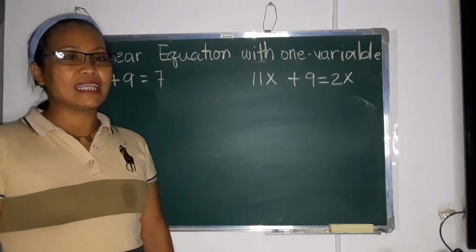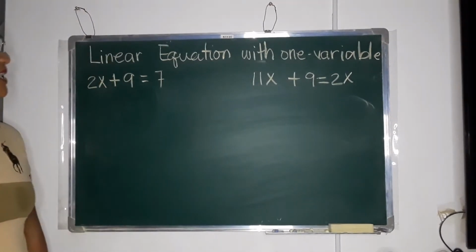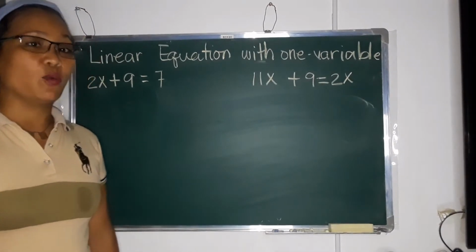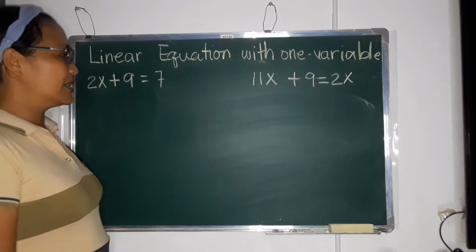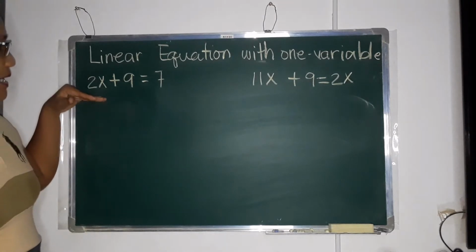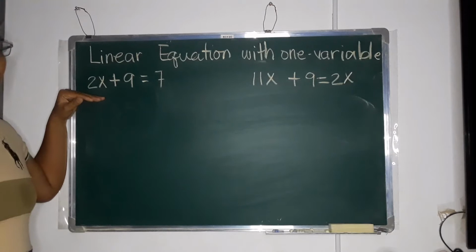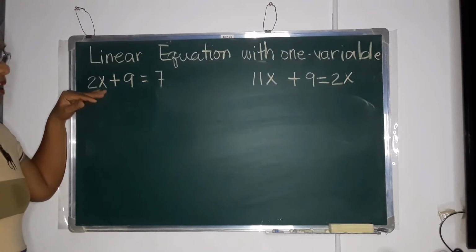So our lesson for today is about linear equation with one variable. So we have some examples here. I'm going to discuss how to get the value of the variable while we're computing the examples, okay?